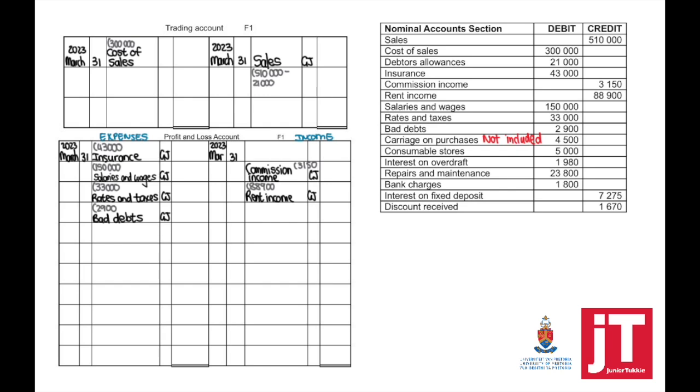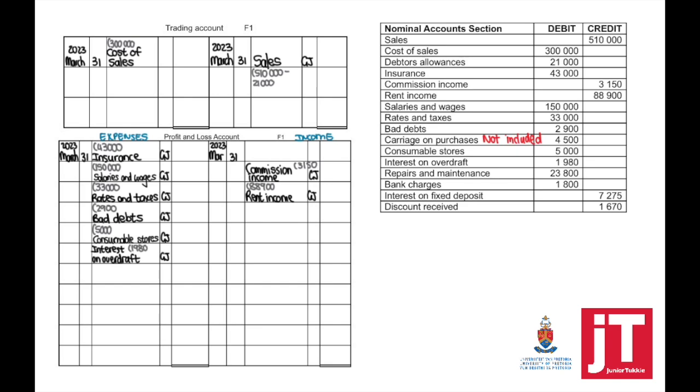Carriage on purchase is not included in a perpetual inventory system. All movement of trading stock is added to the trading stock account. So if we are paying for carriage on purchase, it means that should be added to the trading stock account. So there's most likely an adjustment with regards to this. So do not include this in your profit and loss account.